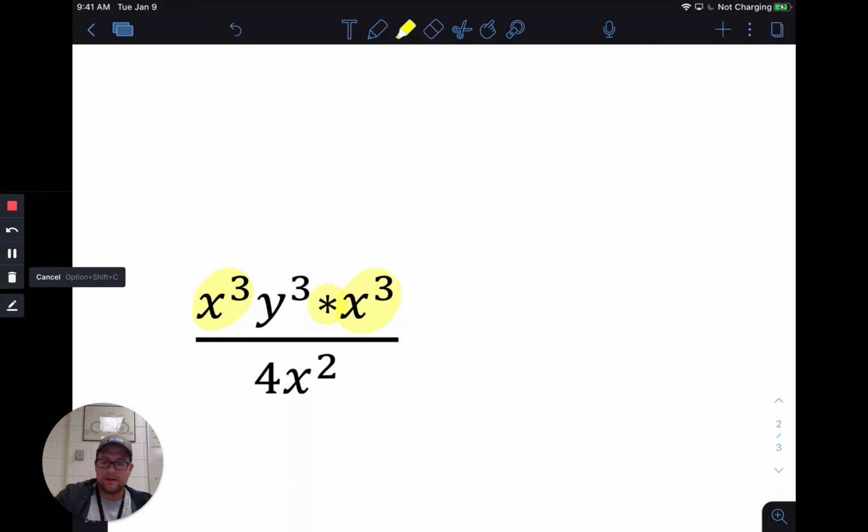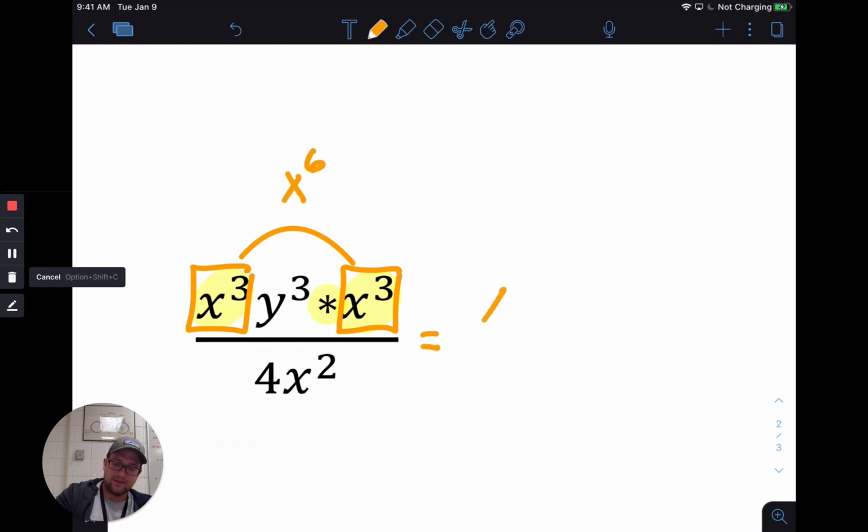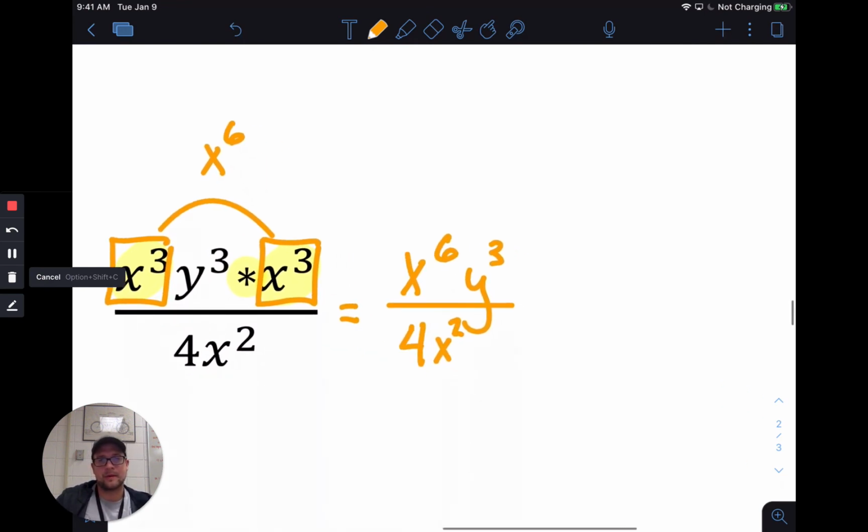Now, exponent problems are much easier to work if you get these two stacks on the same pile to begin with. So if I were to put those two on the same pile, this stack had 3, this stack also had 3, then I would have 6 altogether. So we can rewrite this as x to the 6th, and then everything else is going to stay the same. We're still going to have a y to the 3rd up top, and then we're going to have a 4x to the 2nd on the bottom.